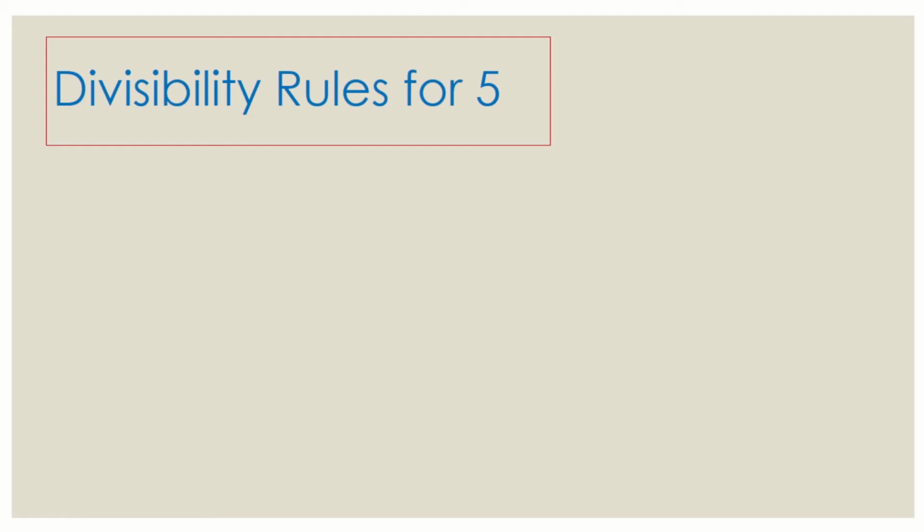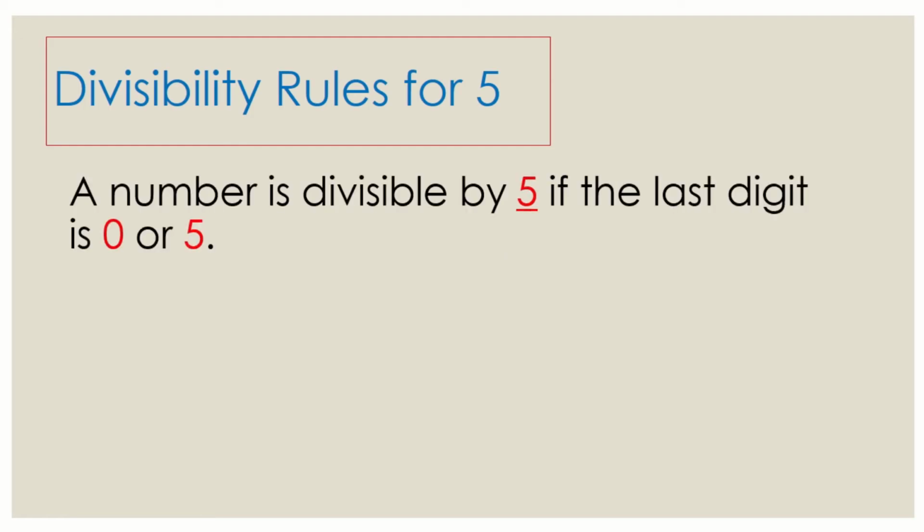Okay, so let's have divisibility rules for 5. A number is divisible by 5 if the last digit is 0 or 5. Example, we have 240. The last digit is 0. So yes, the rule says the last digit is 0 or 5. It is divisible by 5. So yes.